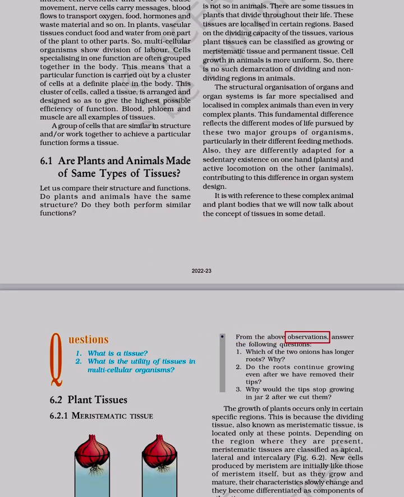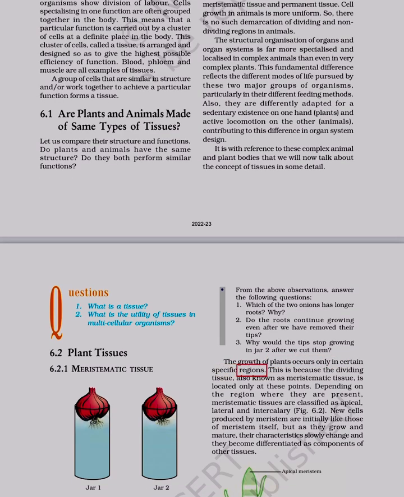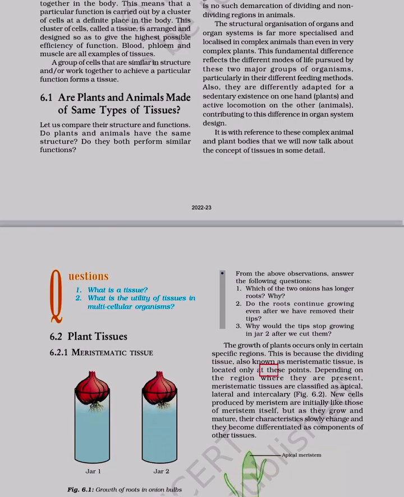From the above observations, answer the following questions. 1. Which of the two jars has longer roots? Why? 2. Do the roots continue growing even after we have removed their tips? 3. Why would the tips stop growing in Jar 2 after we cut them? The growth of plants occurs only in certain specific regions. This is because the dividing tissue, also known as meristematic tissue, is located only at these points.